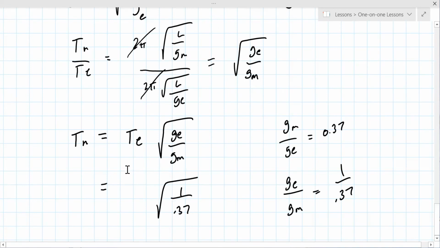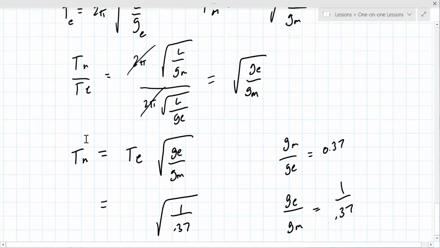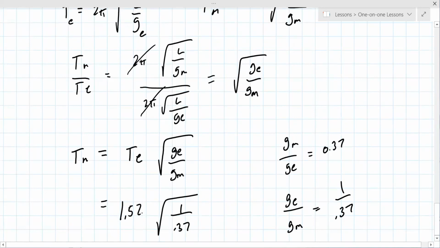And then they tell you the period is 1.52 seconds on Earth. So it ends up being 2.5 seconds. That's correct.